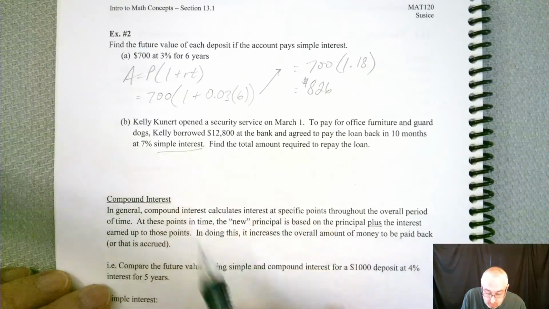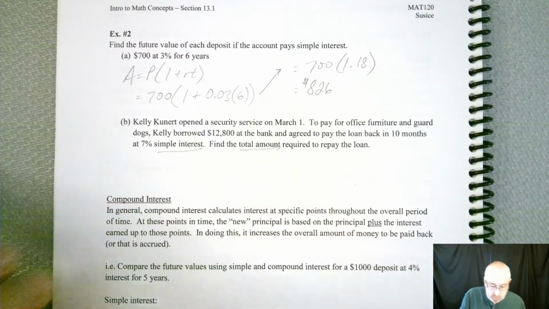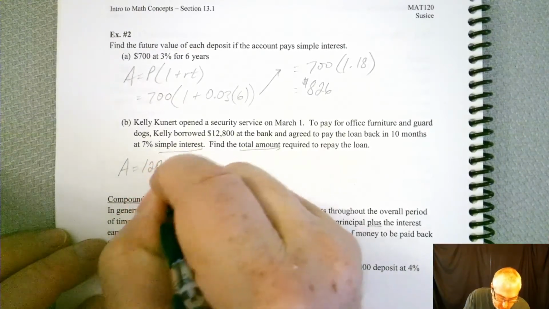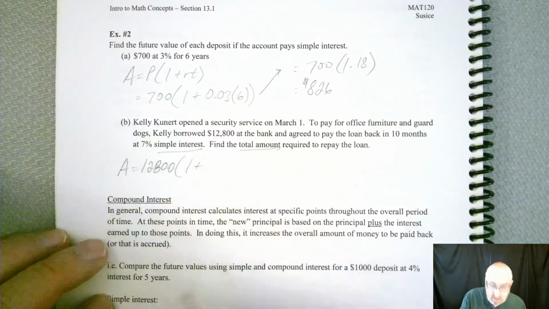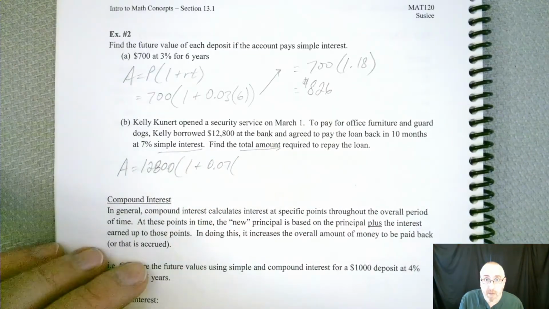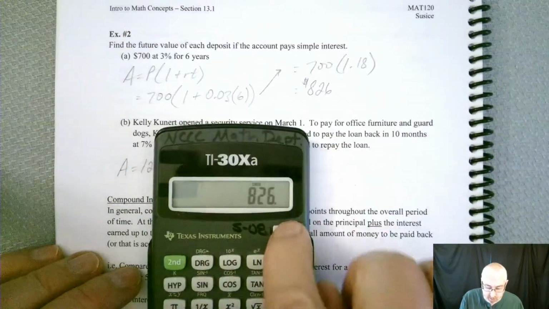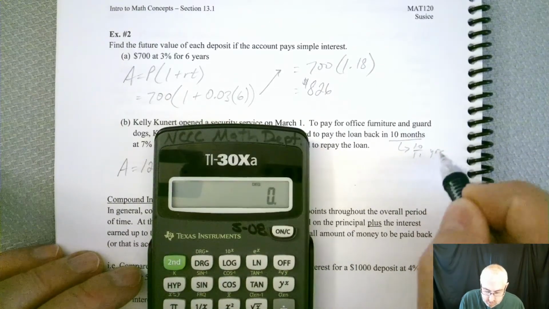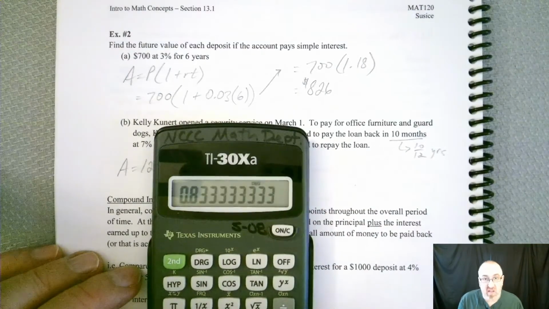So we know it's simple, and they want the total amount. So the total amount is the future value. So we're still going to use that same formula. But now in this case, the principal is $12,800. The rate is 7%. And the time was what? Yeah, 10 months. Now, if you divide 10 by 12, remember, this divides it by 12 to make it into years. So 10 divided by 12 equals.